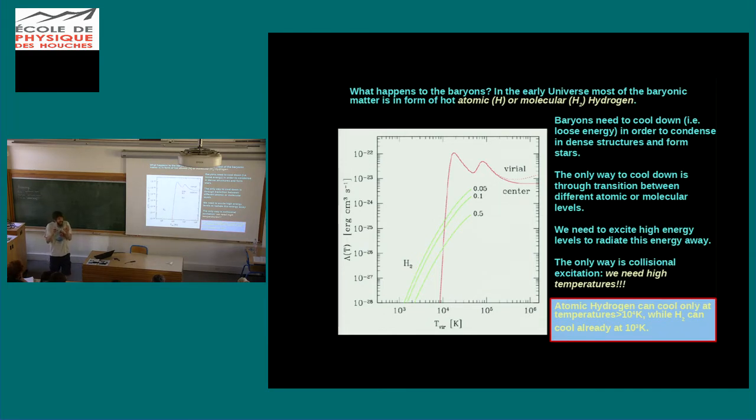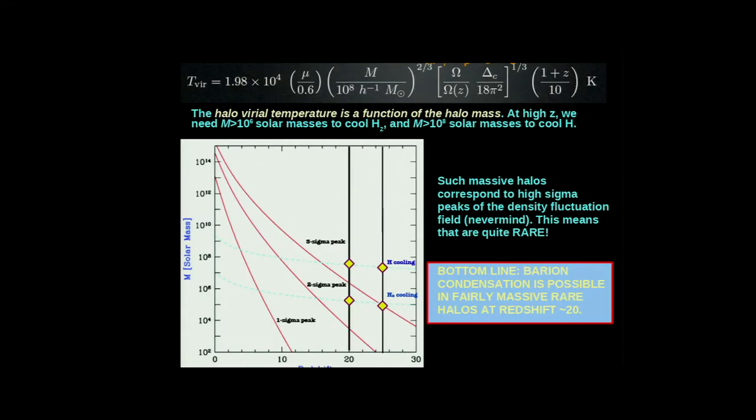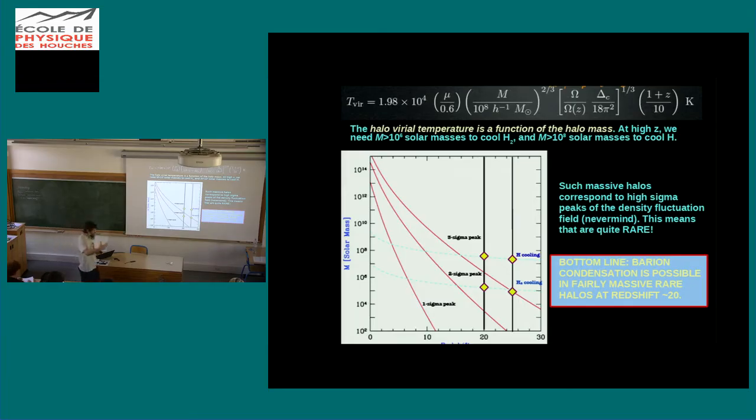However, if you have molecular hydrogen, then you also have the vibration and rotation levels of the hydrogen molecules, which are much lower. The spacing between them is not of the order of tens of electron volts, but just a fraction of an electron volt. So you can start cooling already at thousands of Kelvin. Why does this make a difference? Because there is a very straightforward relation between the virial temperature of a halo and its mass. The temperature of a halo is proportional to the mass to the 2/3. More massive halos, which is also intuitive, have deeper potential wells and higher virial temperatures.